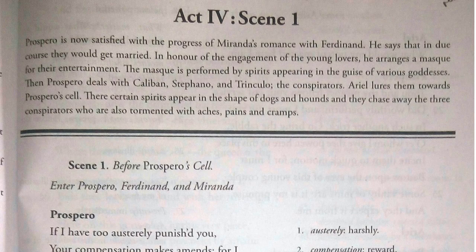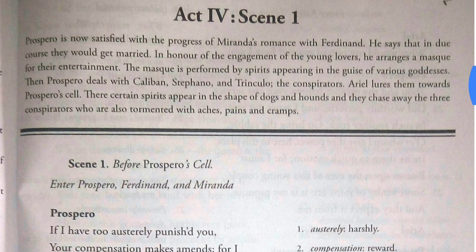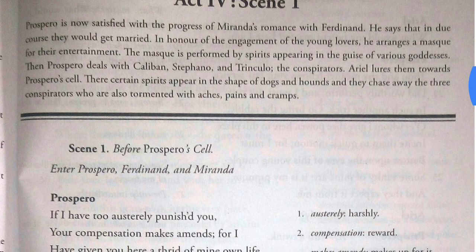The introduction to this scene is: Prospero is now satisfied with the progress of Miranda's romance with Ferdinand. He says that in due course they would get married. So you see, the Ferdinand Miranda subplot, the romantic subplot of The Tempest, is now progressing towards a positive climax. The period of test for Ferdinand is already over, and Prospero is now trying to hand over his daughter to Ferdinand, and he says that in due course they would be getting married.